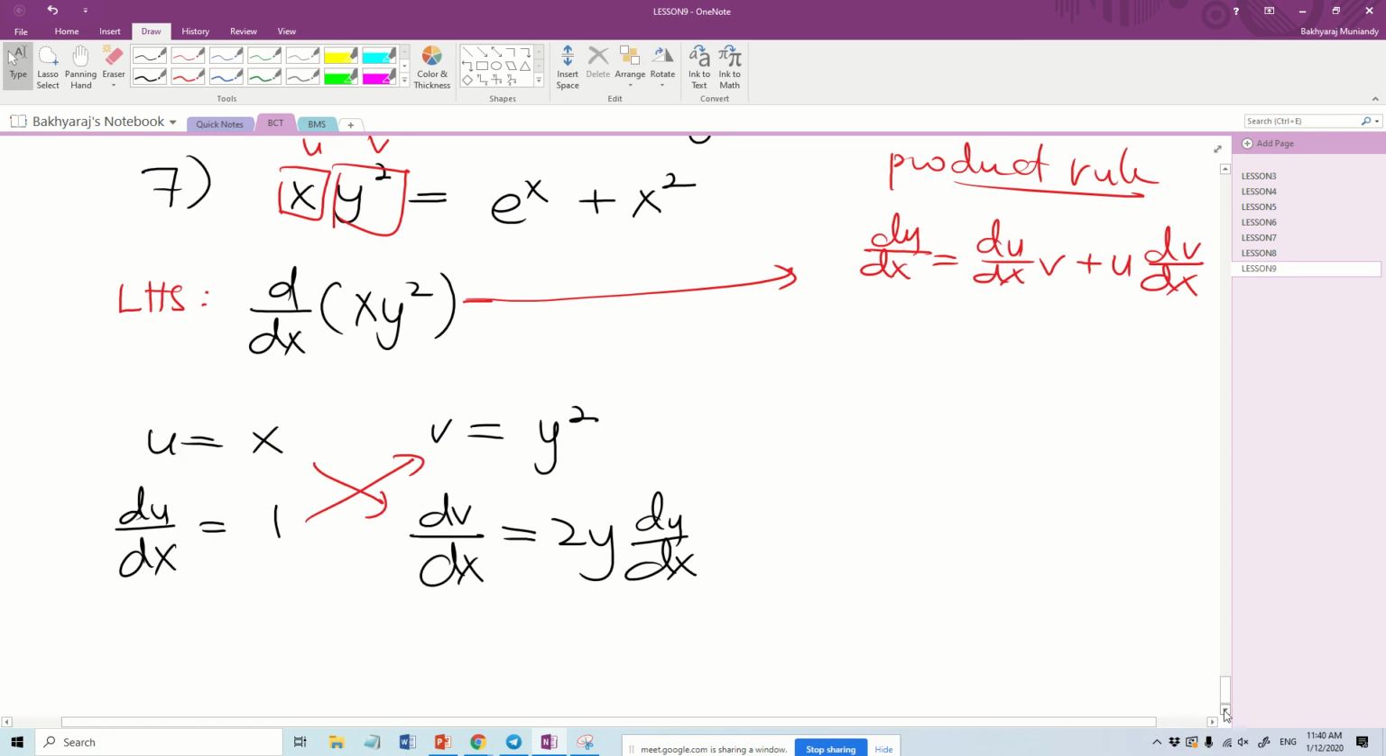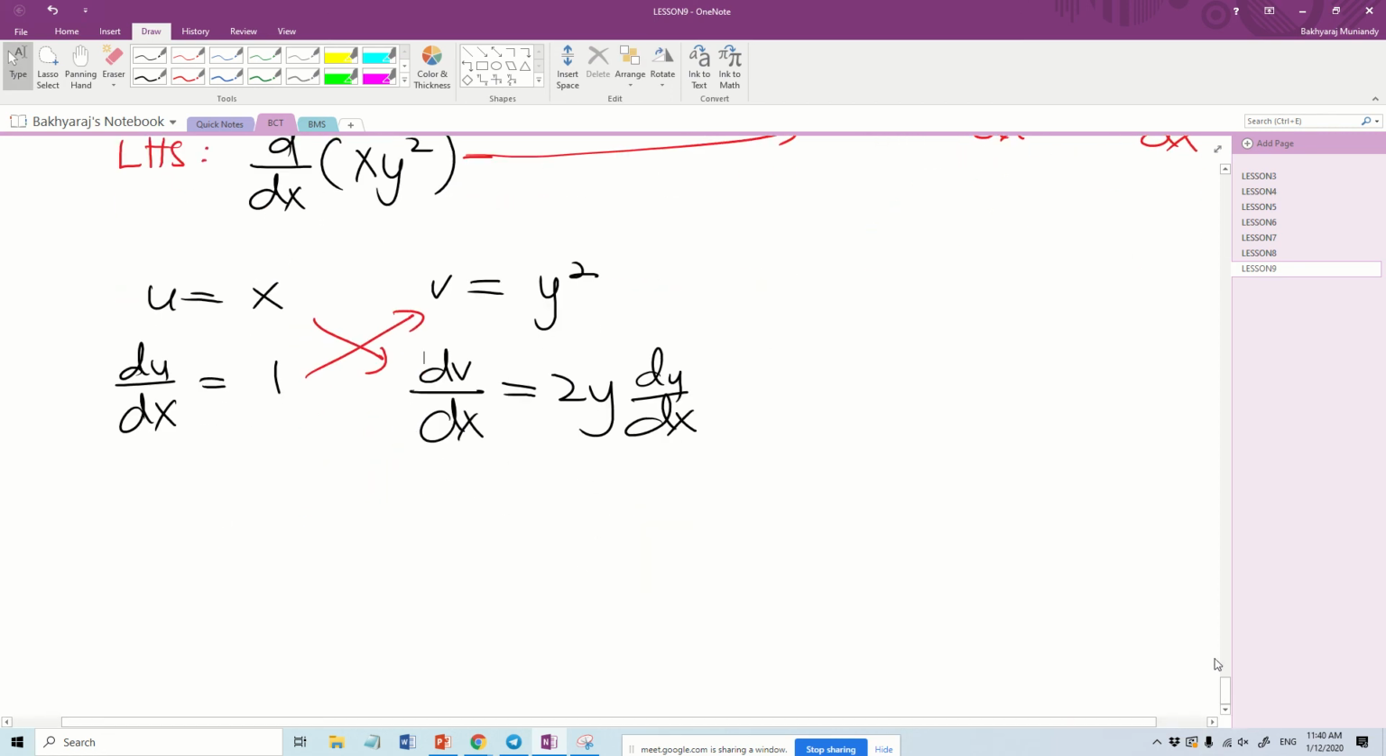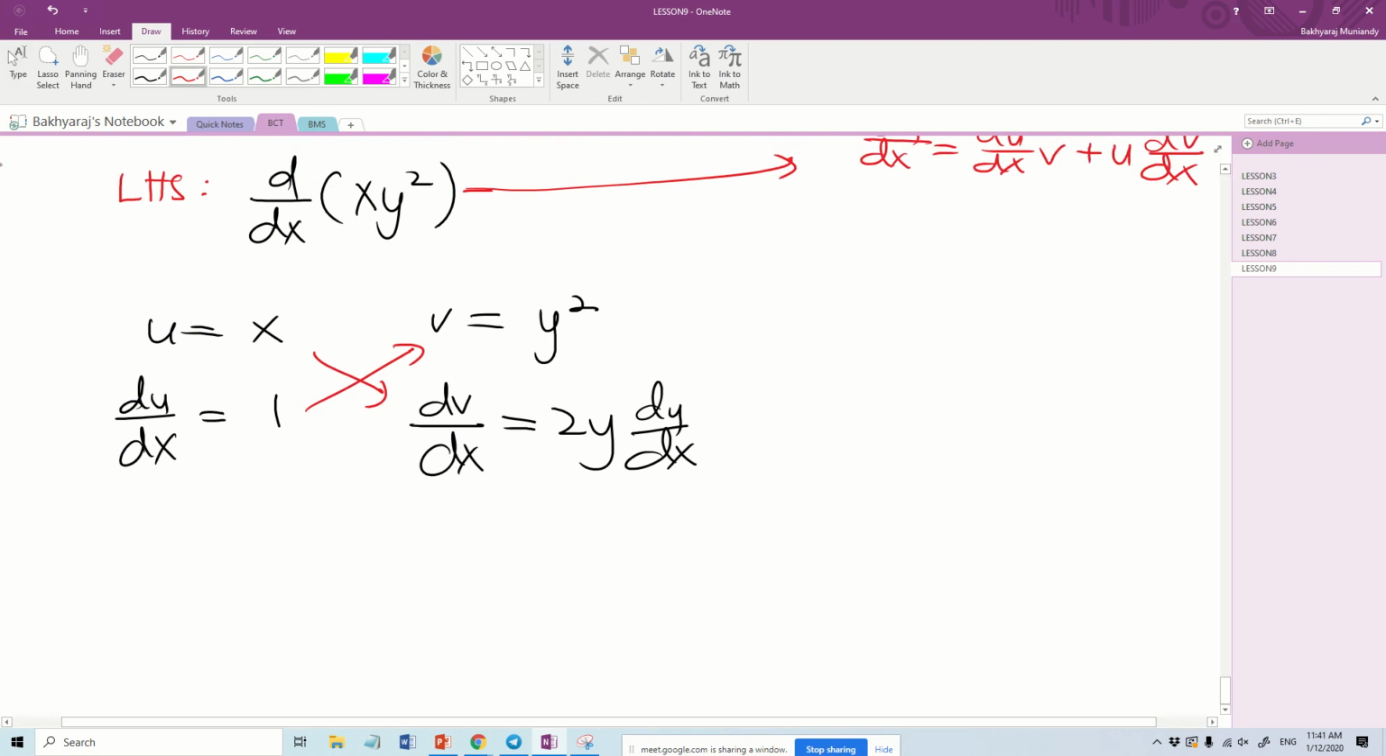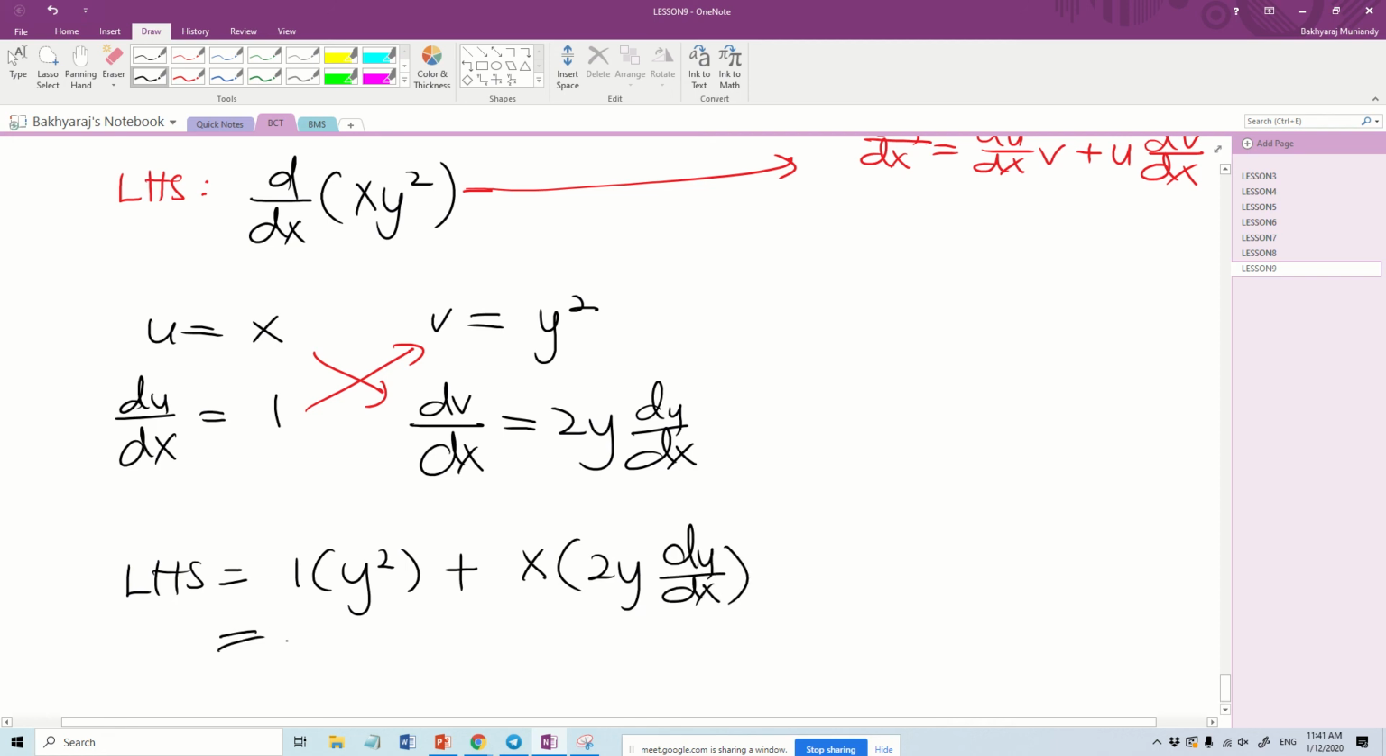So this times this you get last answer, left hand side will be equal y square, 1 times y square plus x times 2y dy dx. Betul. So kita akan dapat y square plus 2xy dy dx. Okay, kita dah selesai left hand side lah. But actually right hand side senang kan? You can do in one shot. Memang you boleh buat sekali, you boleh dapat terus jawapan right hand side.